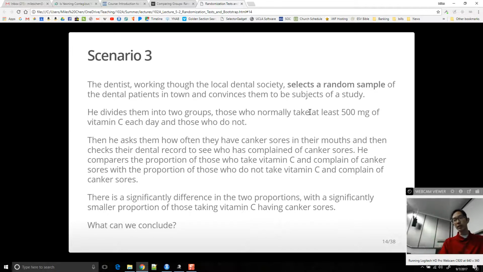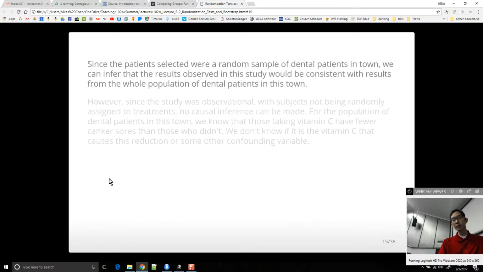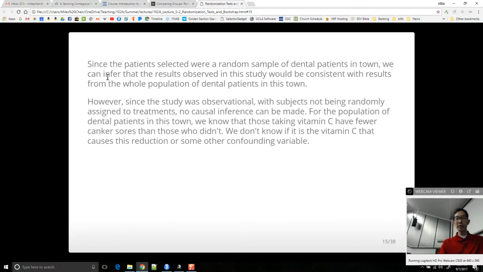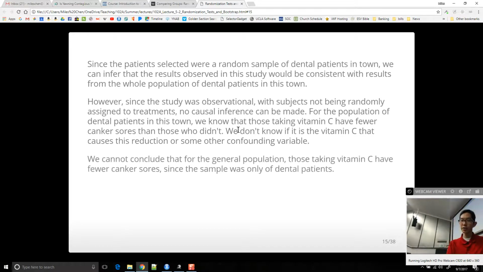We just say those who take vitamin C normally and those who don't. We go through. So here, this time, it is random. Since the patients were selected from a random sample, we can infer that the results observed in this study would be consistent with the results from the whole population of dental patients. On the other hand, again, it's an observational study, so we cannot make any kind of cause and effect conclusion.